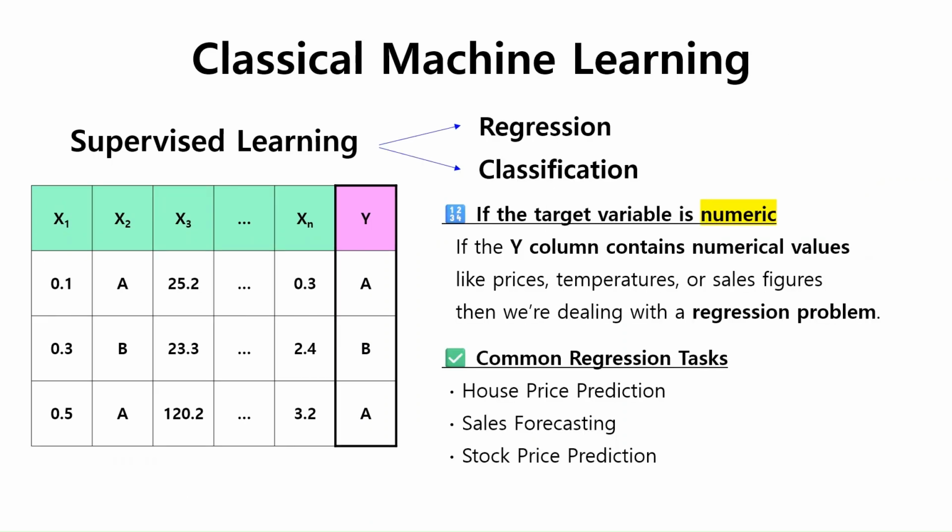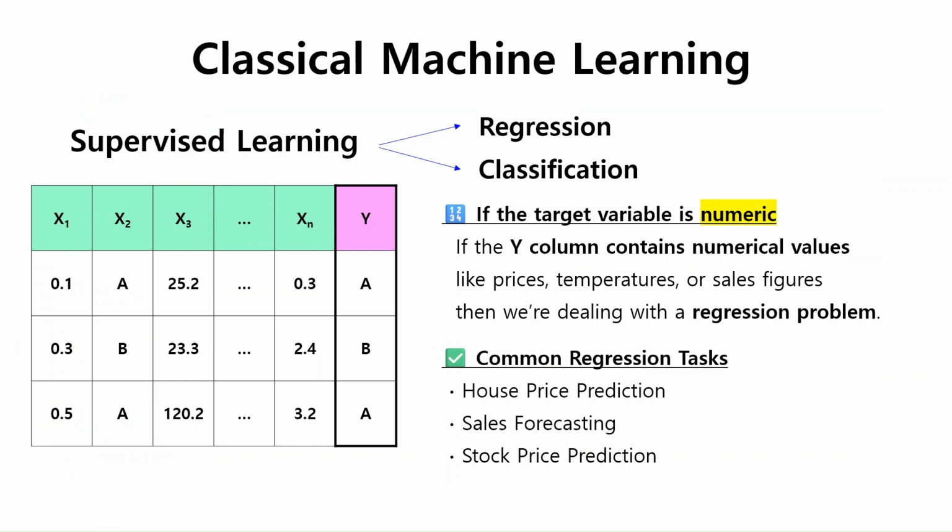Now that we know what supervised learning is, let's break it down a bit further. Supervised learning is typically divided into two main types: regression and classification. We'll start with regression. If the target variable Y contains numeric values, like house prices, temperatures, or sales figures, then we're working on a regression problem.